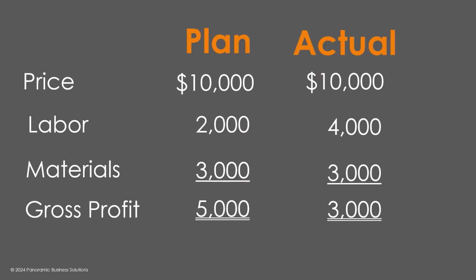And you may be surprised to see the actual numbers when you compare the price, the plan, versus what actually happened with the gross profit, because it can feel a little bit painful when you see that the labor is double the amount that we planned. It can get painful when we see this, because it makes our gross profit $2,000 less than what we planned.